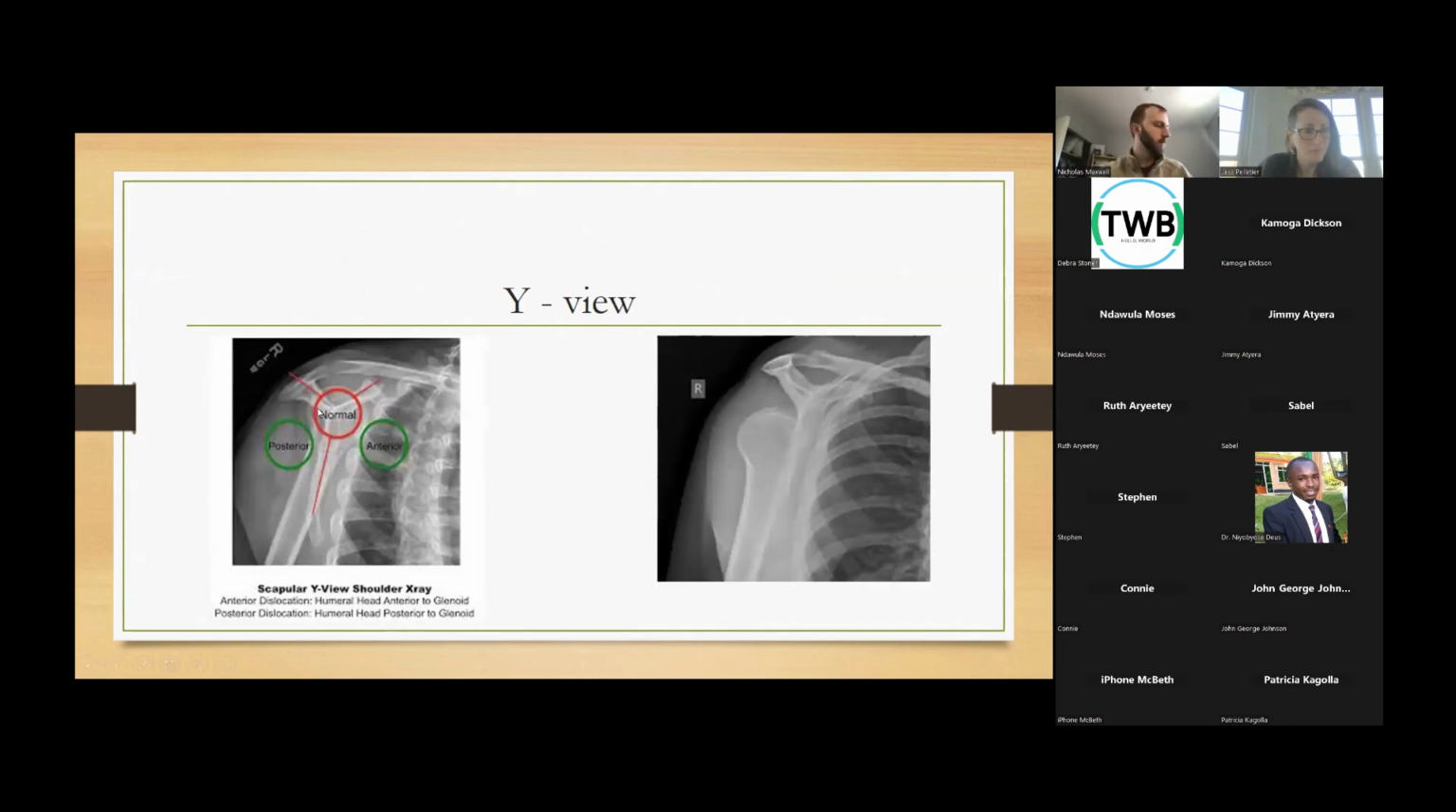Then in the scapular Y view, again, this is a normal one. You have the two arms of the Y and then the body of the scapula. So like I said, if it were anterior, it would be lying anterior to the Y. And then if it were posterior, it would be lying posterior to the two arms of the Y.